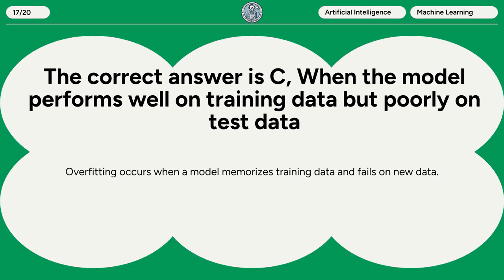The correct answer is C. When the model performs well on training data but poorly on test data. Overfitting occurs when a model memorizes training data and fails on new data.